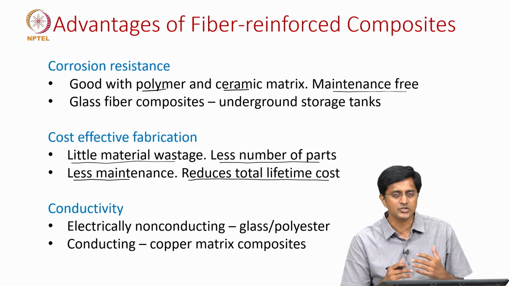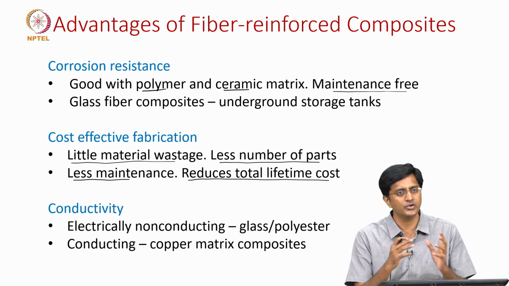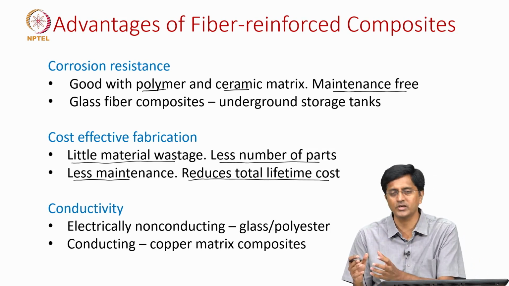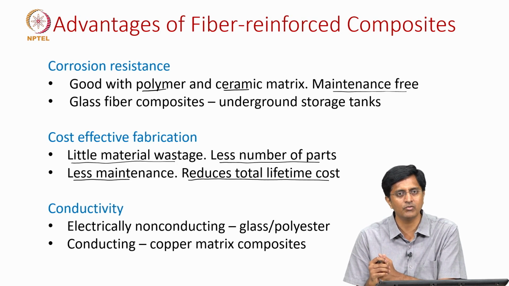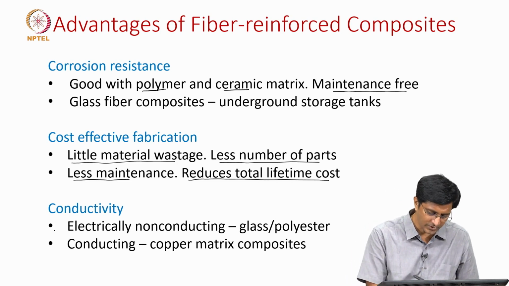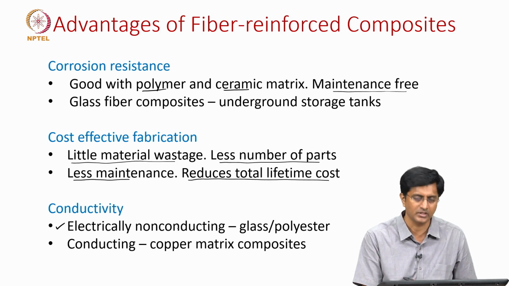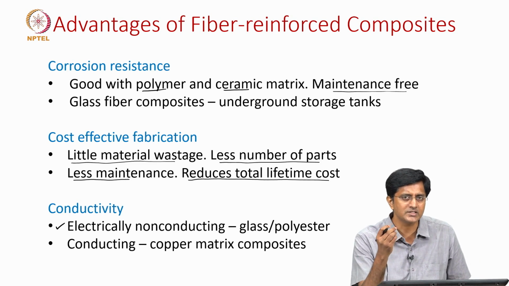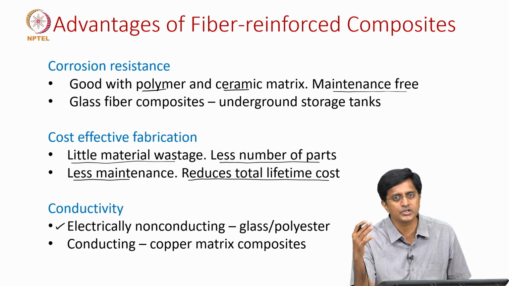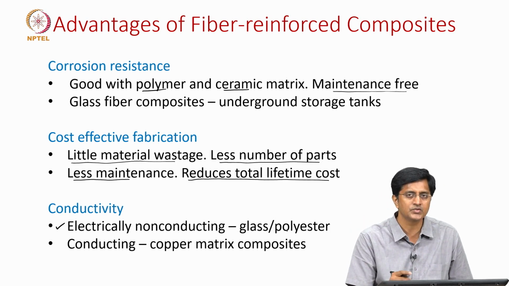Lastly, they also have good advantages with conductivity. There are applications where you really need conductivity, and there are other applications where you really want an insulator, which means a poor conductor. One of the points here is electrical non-conducting. Let us say if we are using glass, glass is a non-conductor of electricity or a poor conductor. So, for applications where poor electrical conductivity is required, glass polyester is one good example where it is used.